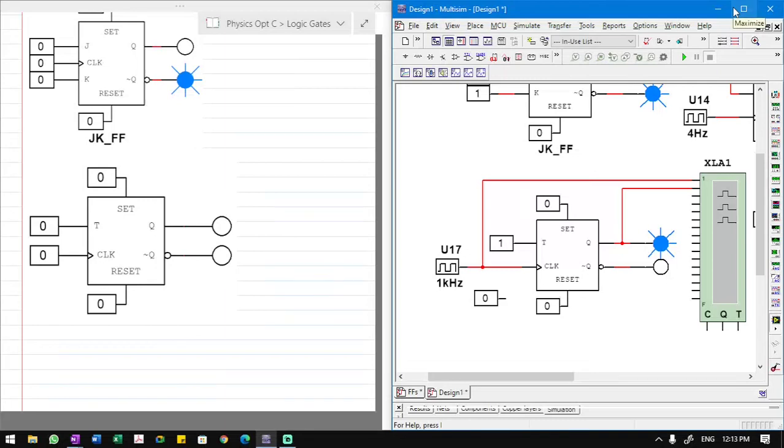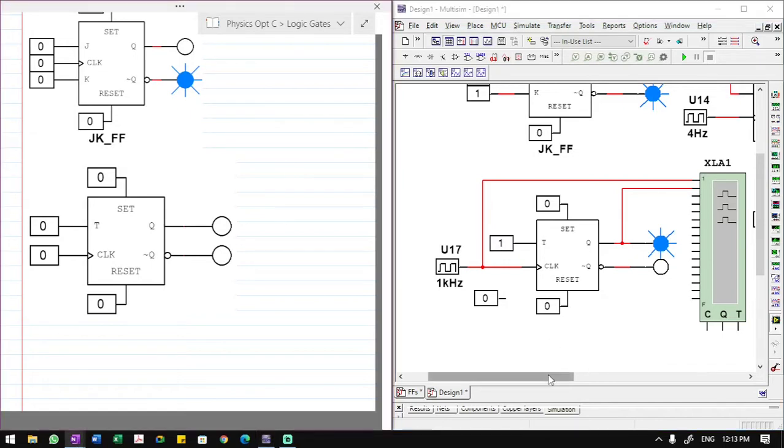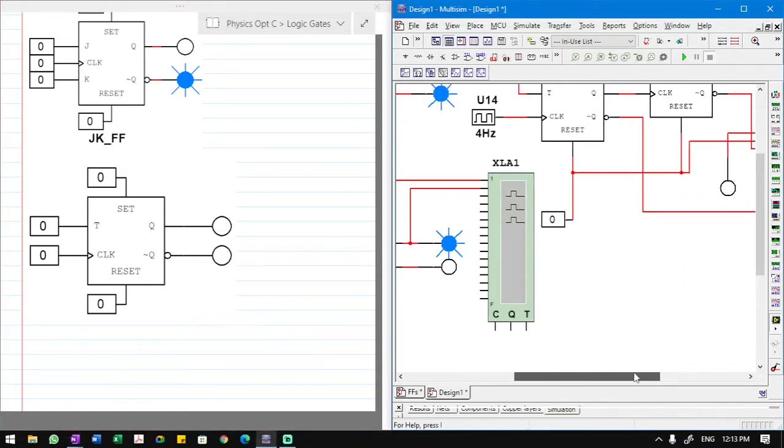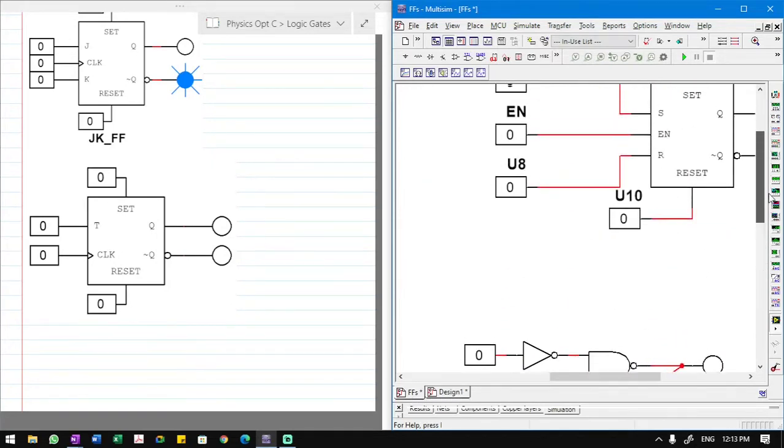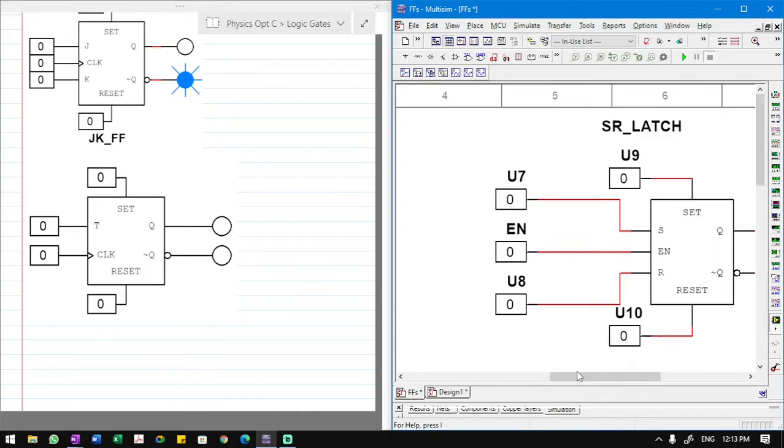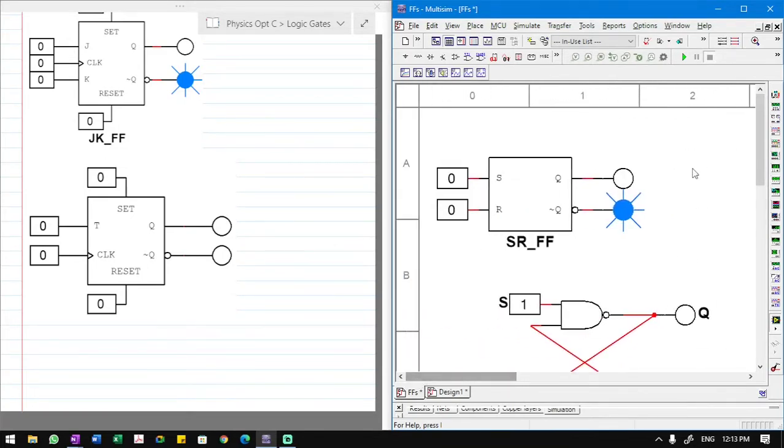Right, so we're going to talk about the final aspect of flip-flops today. Just a reminder about the behavior of the SR flip-flop very quickly. How the SR flip-flop behaves. Not that one, this one over here.